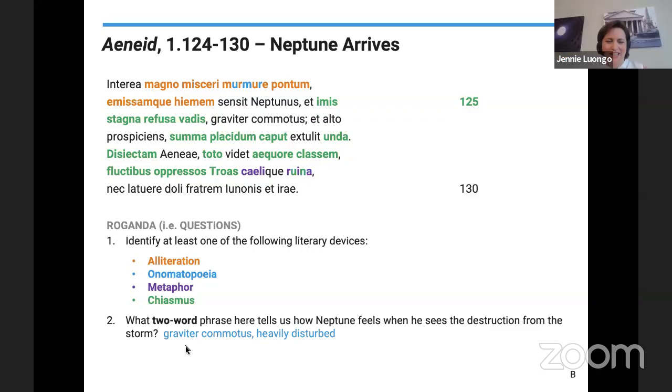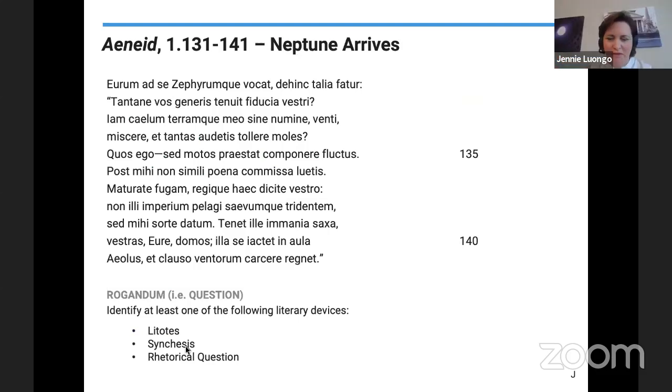Great. Yeah. He also sees that the Trojans are overwhelmed by the waves and this ruina caeli, this downfall of the sky, this destruction of the sky. And that's a metaphor because it's referring to rain. Rain falls down from the sky, but the idea of the destruction of the sky is a bit metaphorical in this situation. And at once in line 130, we know that Neptune notices that his sister Juno is the person at fault here. Everyone blames poor Juno.